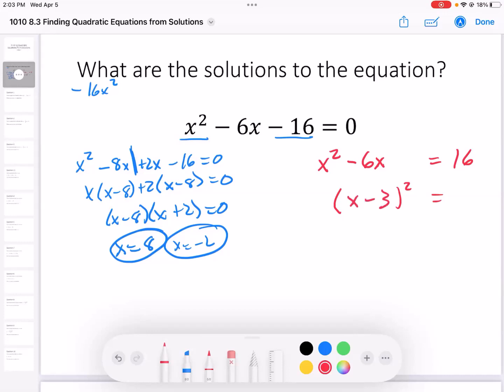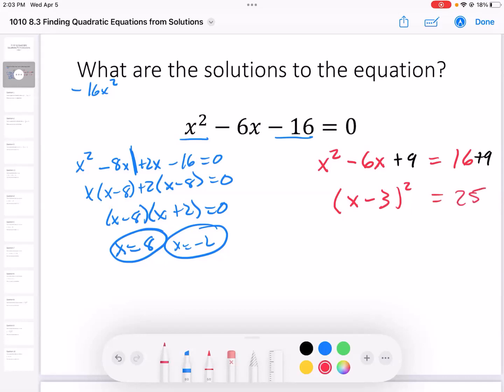Remember, whatever this number is, you want to take half of that, and that's the number that goes here. But this does not factor to this because we're missing a constant. What constant is missing here? A 9. So I'm going to add a 9 to both sides of the equation because if you do negative 3 squared, that gives you the 9. Again, this is just review of what we did a couple lessons ago. Then 16 plus 9 is 25.